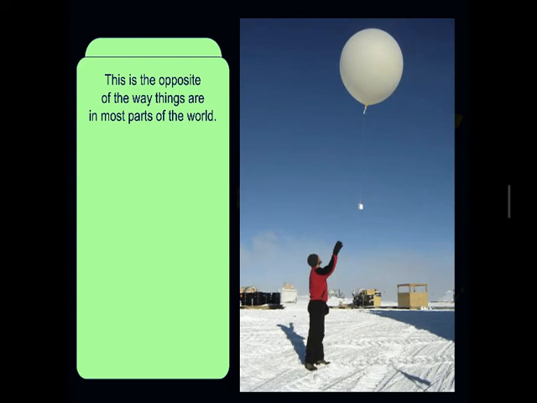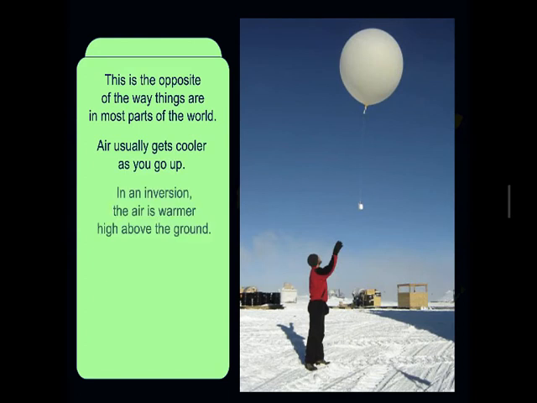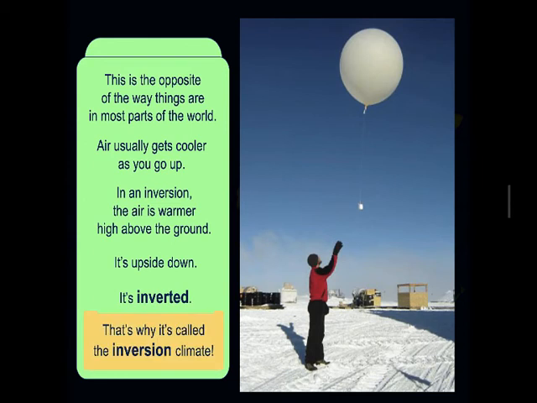This is the opposite of the way things are in most parts of the world. Air usually gets cooler as you go up. In an inversion, the air is warmer high above the ground. It's upside down. It's inverted. That's why it's called the inversion climate.